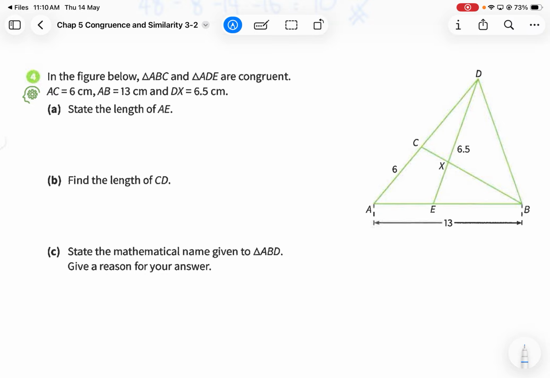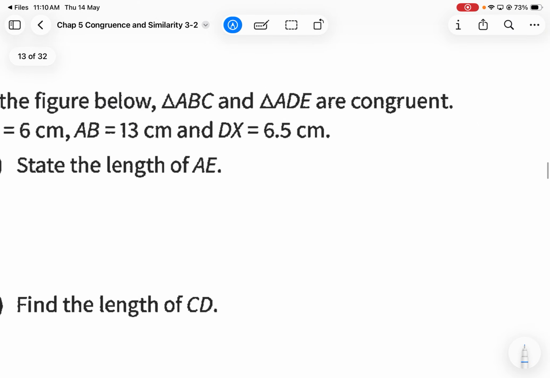Okay, the very important thing that I told you all to take note, the naming of the triangle when they tell you the congruency. Very important, the naming will tell you which point corresponds to which point. Inside the triangle, which is the corresponding point, you can tell from the naming.